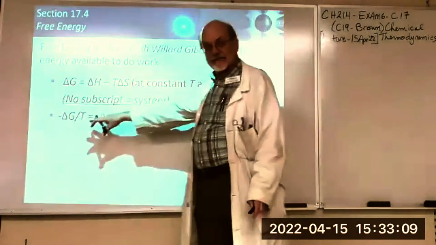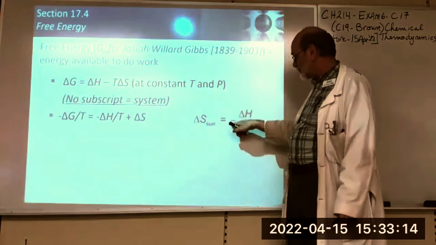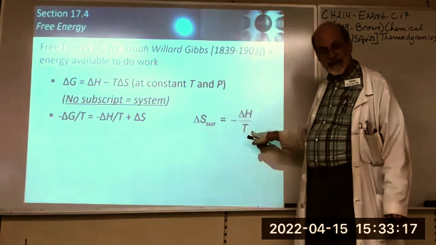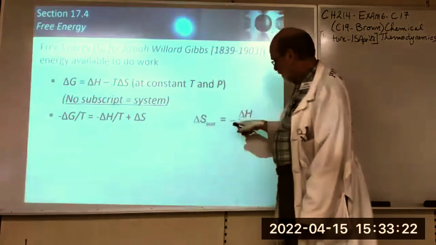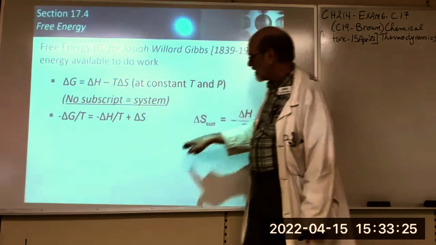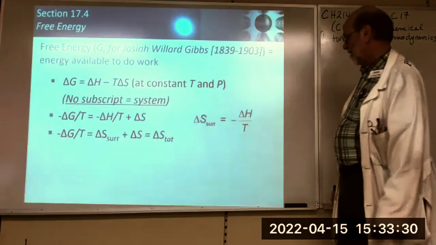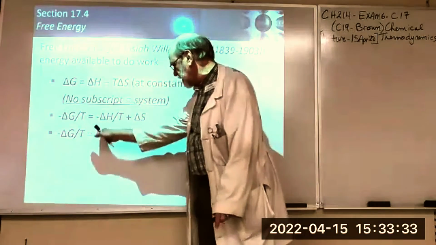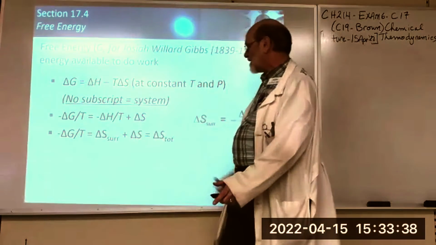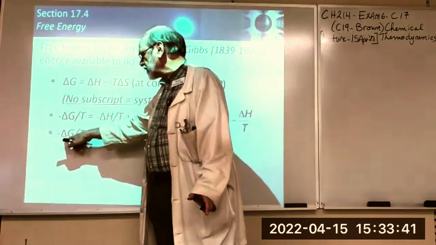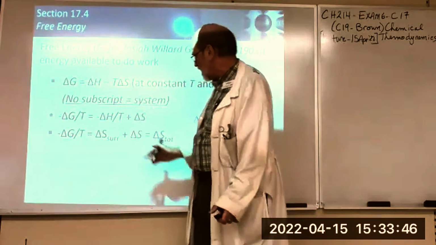And the reason we did that is because we know this relationship: delta S for surroundings is equal to negative enthalpy divided by T. So now that we have this value right here, we can substitute delta S for surroundings there. That's what we've done. We put delta S for surroundings. This is delta S for the system. And this is equal to negative delta G over T, derived from this to here to here.